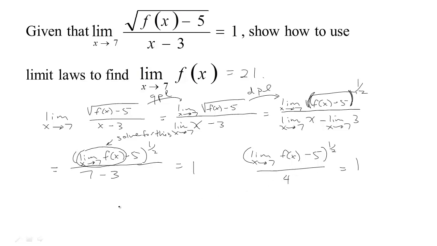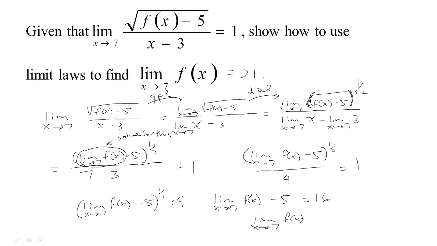If I multiply both sides by 4, I get that the limit as x tends to 7 of f of x minus 5 to the 1/2 is equal to 4. Now let me square both sides. If I square the left side, I get the limit as x tends to 7 of f of x minus 5 is equal to 16. If I add 5 to both sides, I get the limit as x tends to 7 of f of x equals 16 plus 5 is 21.